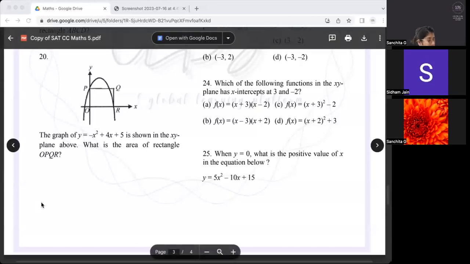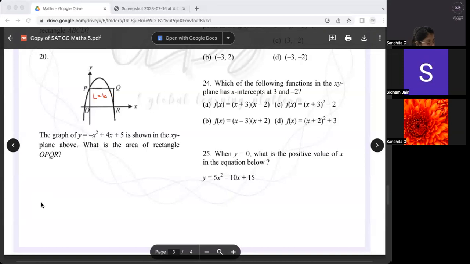All right, let's check it out once. The graph is given to you, and they're asking what is the area of this rectangle. I can just find the y coordinate, like the height I can get. Area is length times breadth. Breadth I can get.